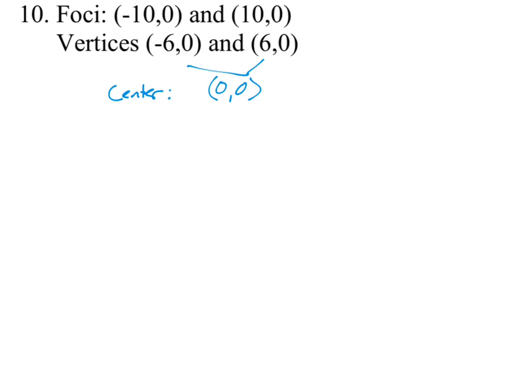And now you have your center, you can get your a value. These are vertices, and so the distance from the center to a vertex is the a distance, so a is going to come out to be 6. And then up here, we have some foci, and the distance from the center to a focus is the c value. So in this case, c is going to be 10, right? 0 to 10 is 10. But to write out our equation, we're going to need a, b, and the center. We have the center and a, but we don't have b.